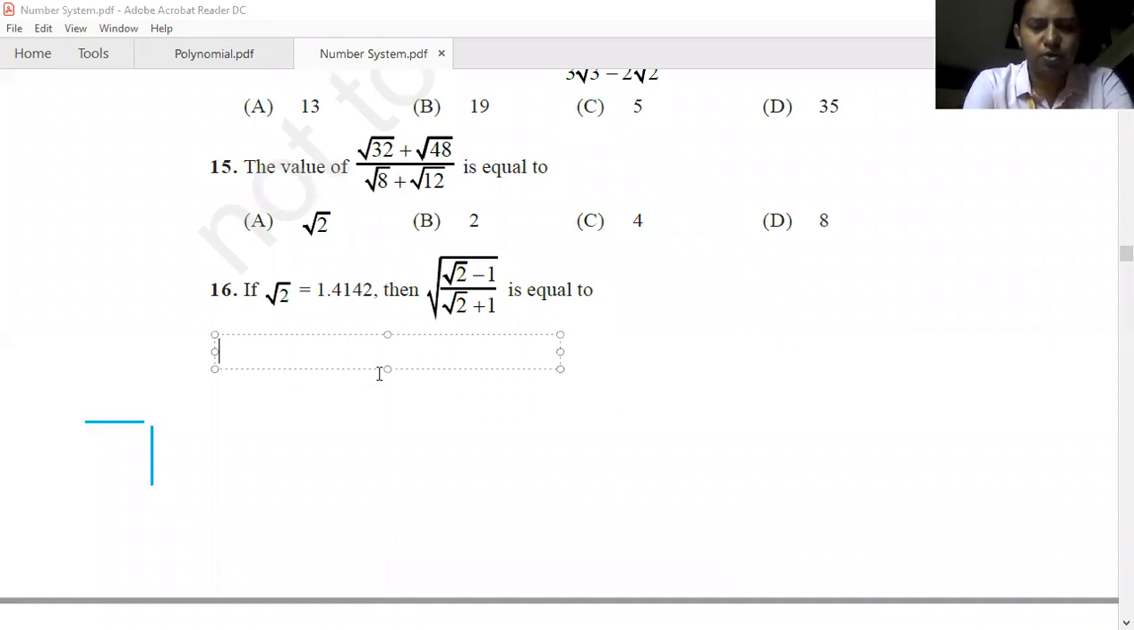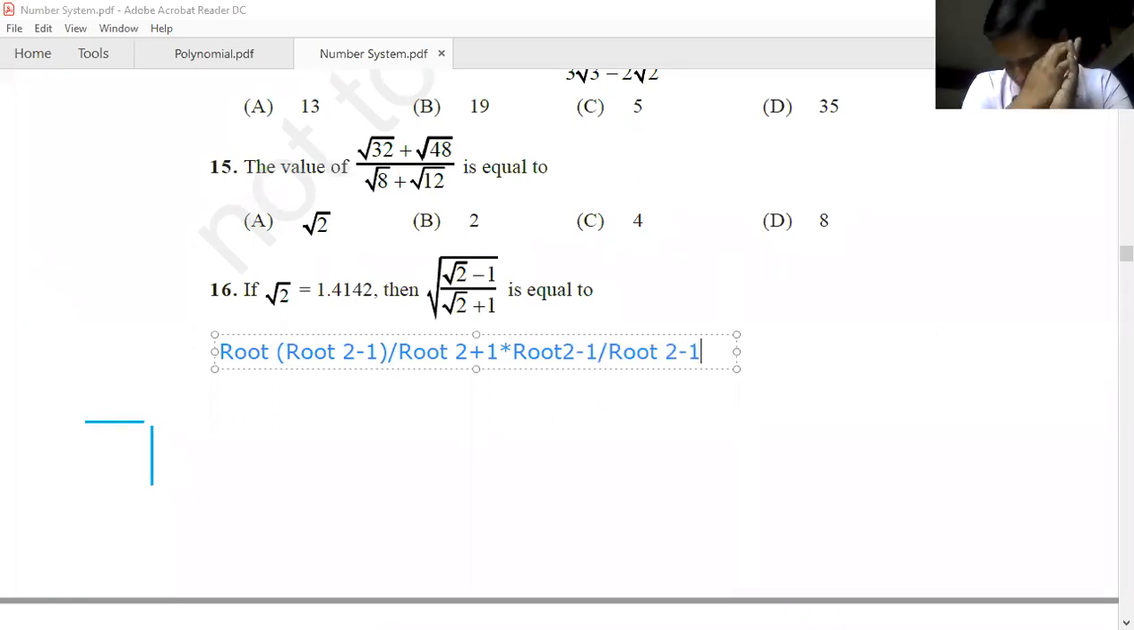So if I rationalize the denominator under the root, I'll have root 2 minus 1 upon root 2 plus 1, and I need to multiply it by root 2 minus 1 upon root 2 minus 1. Very good. Option C is correct.